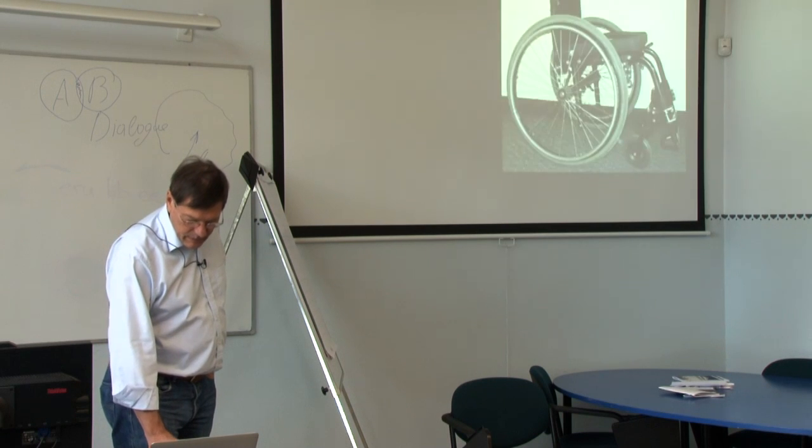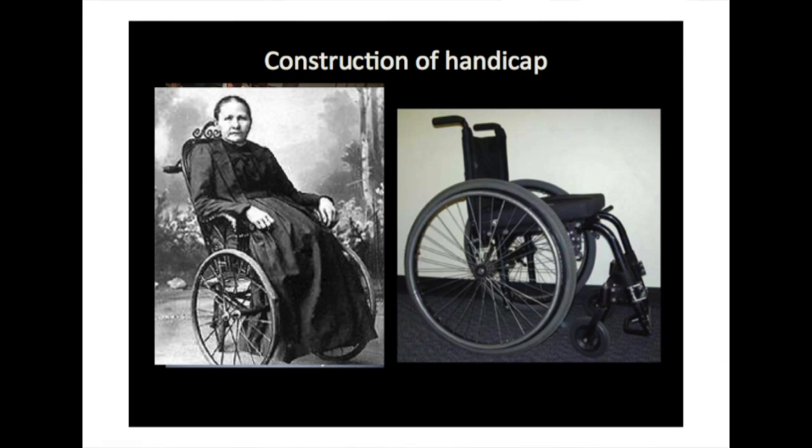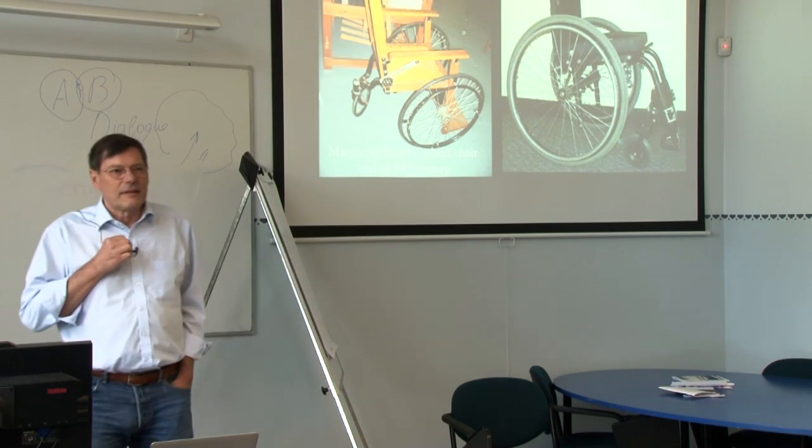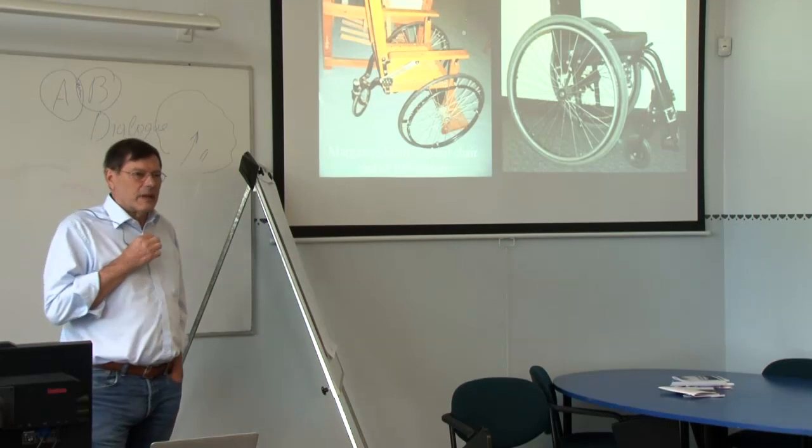So can you tell me what this is? A wheelchair. Can you tell me what this is? Also a wheelchair. What's the difference besides the material? Yes. The left one looks like it's about to fall over. It doesn't seem very stable. Is this the only difference? Oh, no, it's made of wood. It's made of wood, right?